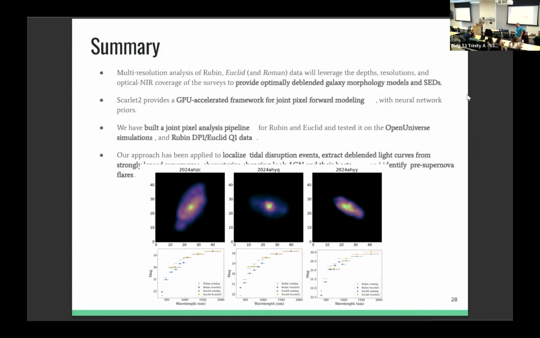This is kind of a naive question, but for the cases where you have time domain phenomena, how often will you have contemporaneous Rubin, Roman, or Euclid coverage?